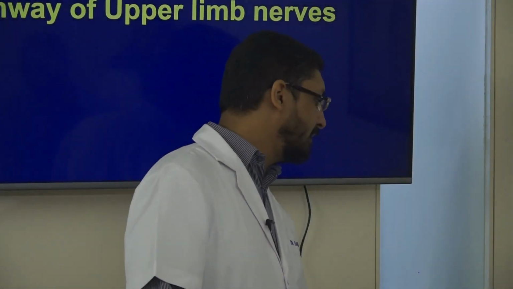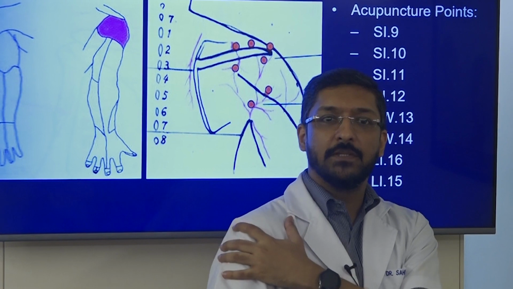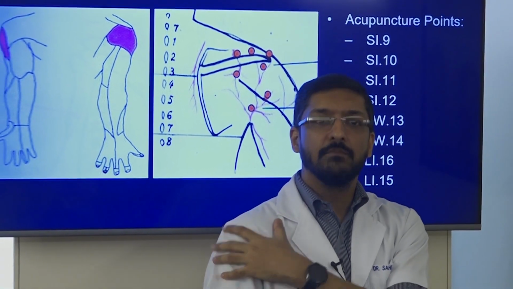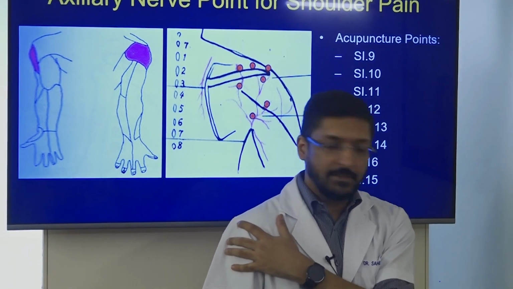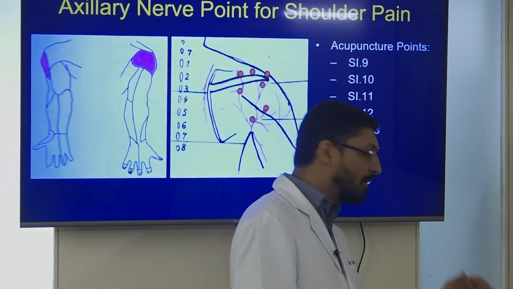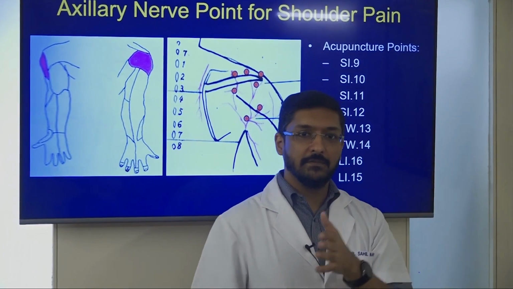So we'll start with the pathways of the nerves. As we know, PNST is all about nerves, right? Primarily, the shoulder joint is 80% supplied by the axillary nerve, right? Most of the issues with the shoulder can be helped if you can help the axillary nerve, correct? So for the axillary nerve, wherever it passes, you can see I mentioned all the acupuncture points which it can cover, right?